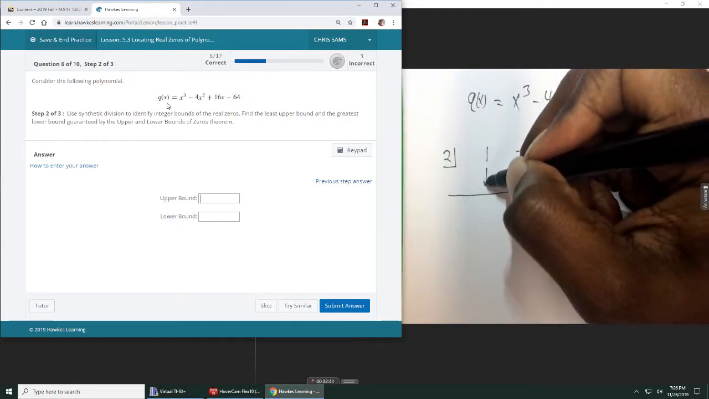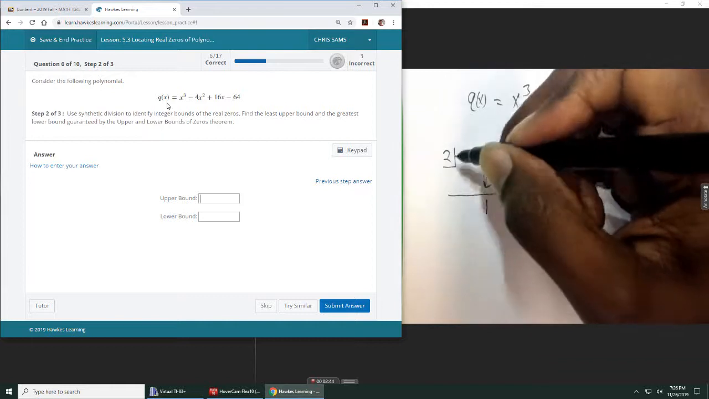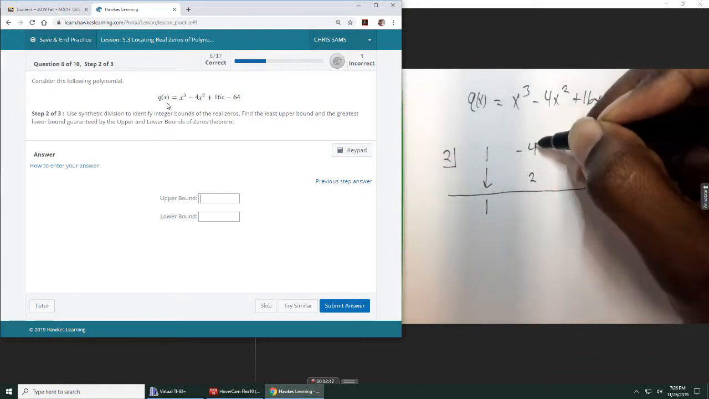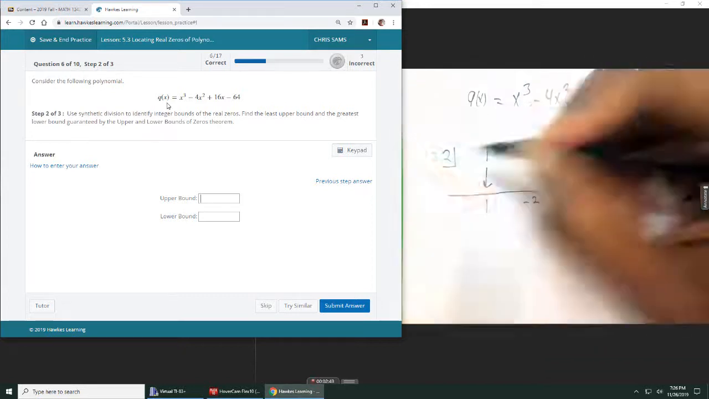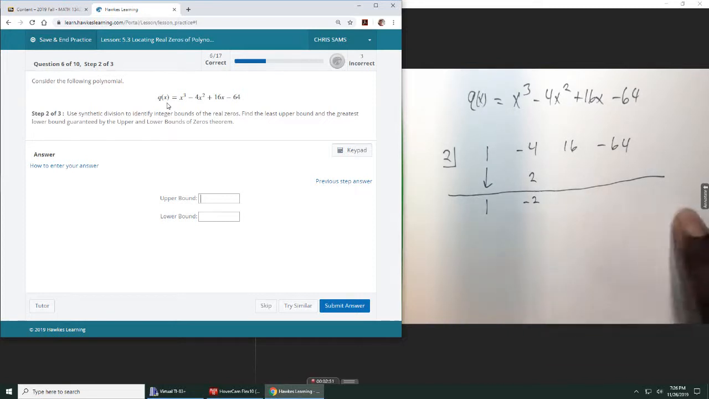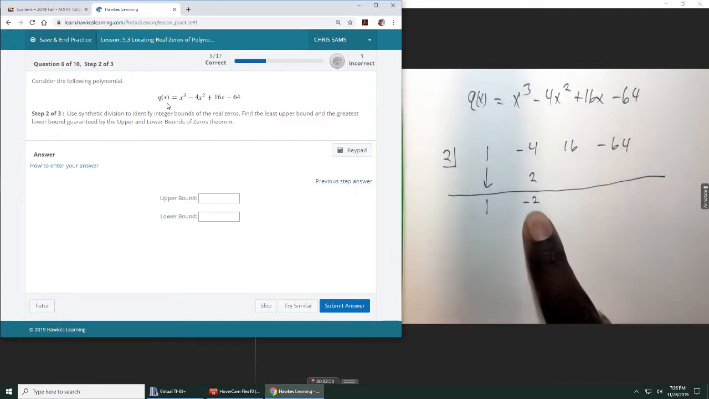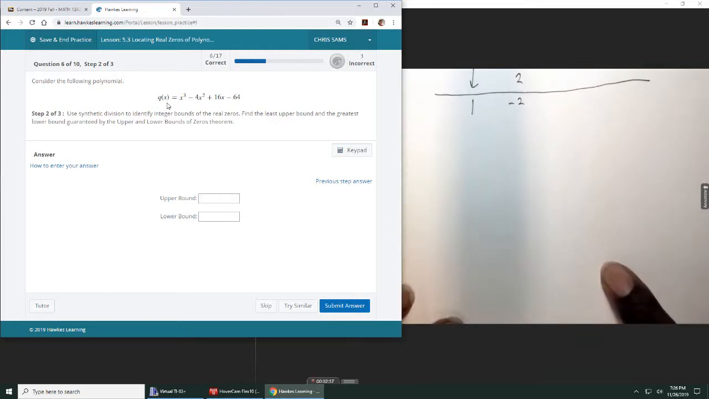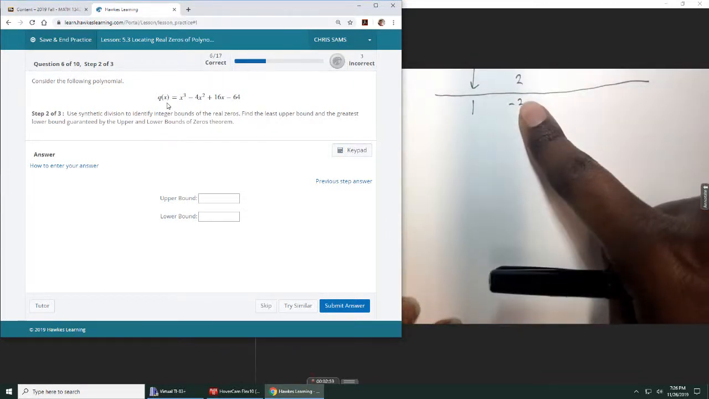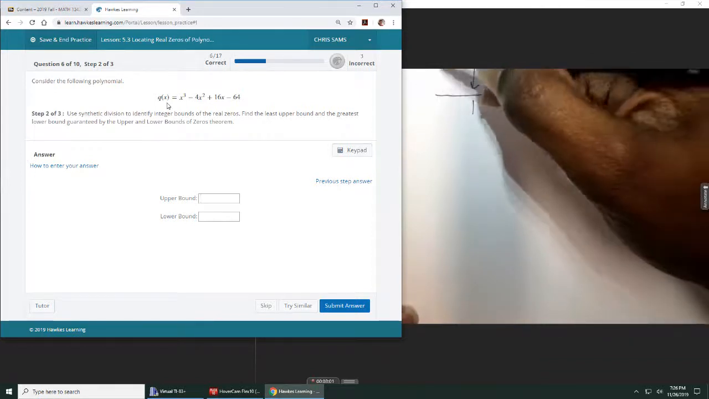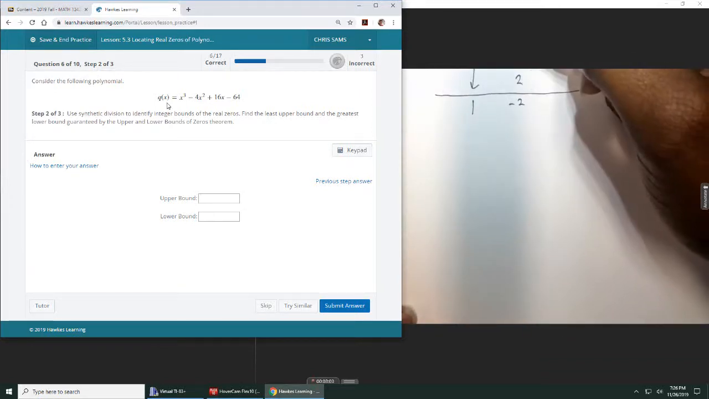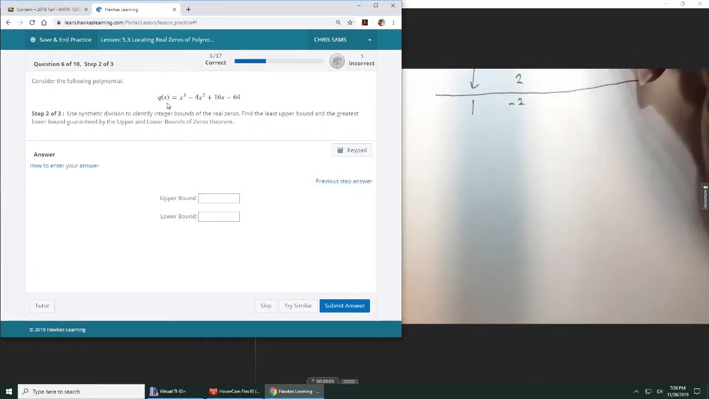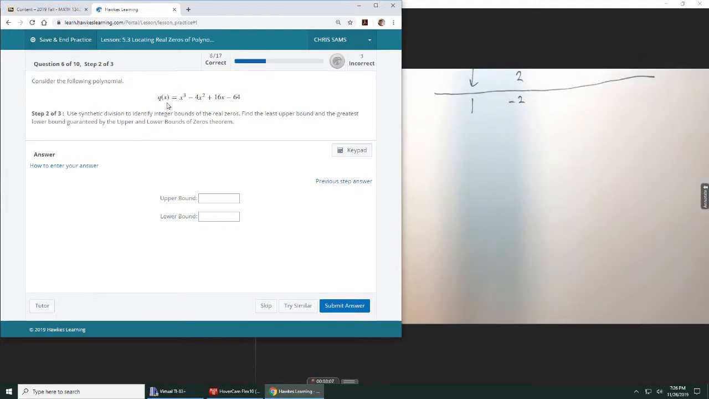Okay, so I'm going to bring down 1. 2 times 1 is 2. Subtract these, I get negative 2. Okay, so 2 is not the upper bound because this row has to be all positive, and I got a negative number. So right here, I'm going to stop. Now, if I try 3, it's still going to be negative, right? Because if I did 3 times 1, I would have 3, and then negative 4 minus 3 gives me negative 1. Okay, so I'm going to skip 3, and I'm going to go to 4. I'm going to see if 4 works.